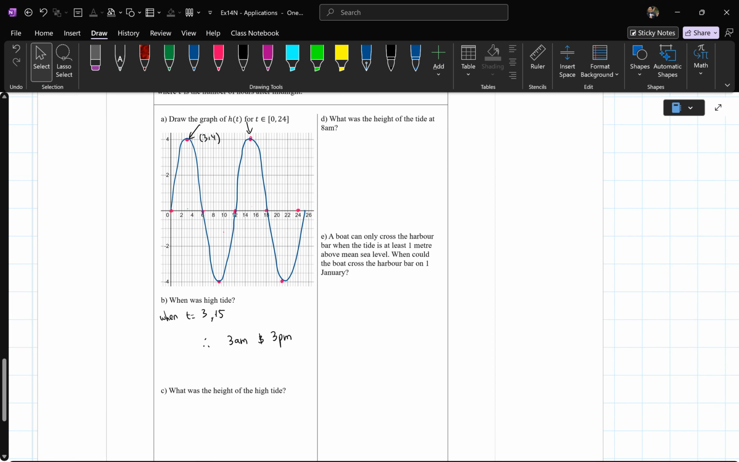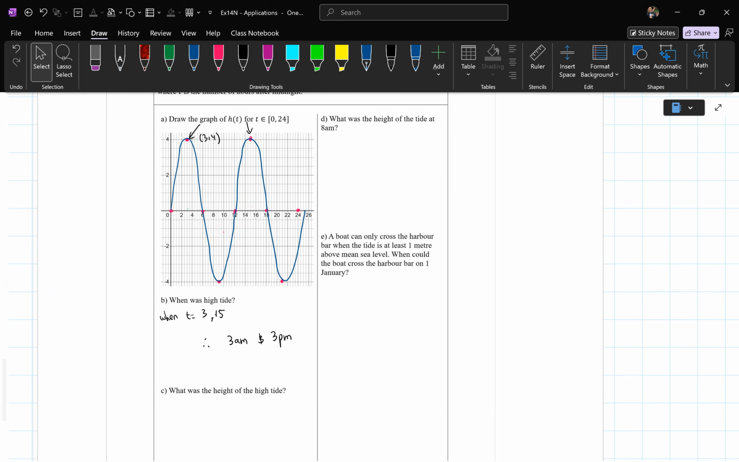Hopefully this problem is a bit easier to understand. So we got 3, 4, and the other one is 15, 4. So that means 3 a.m. and 3 p.m. are high tide. What was the height of the high tide? What's the answer? 4. Pretty straightforward. High tide has a height of 4 meters above sea level.